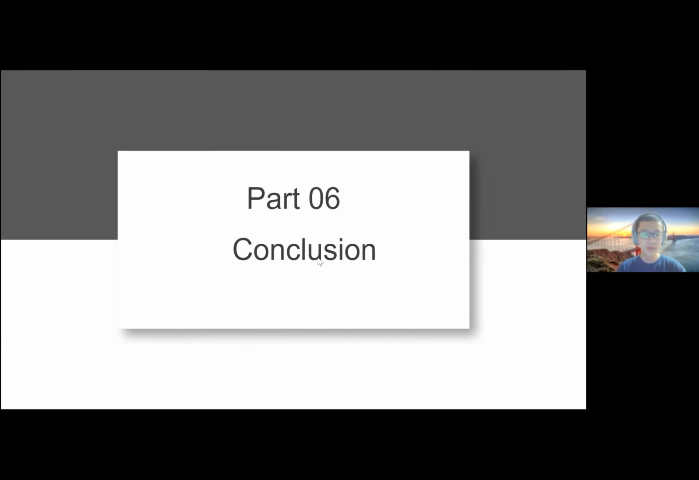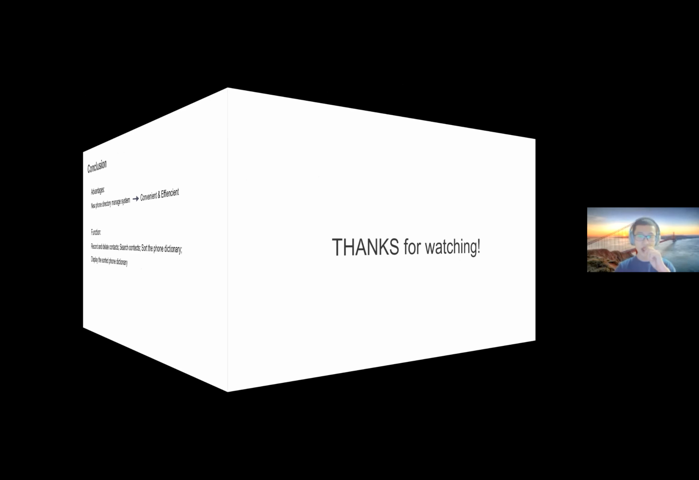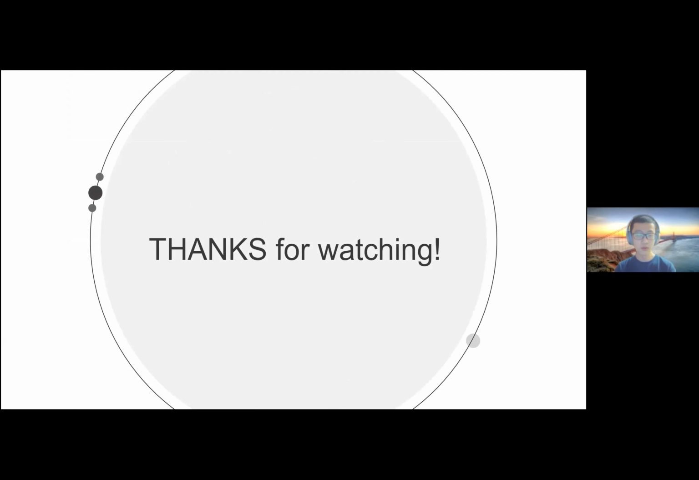And then it's about the conclusion. Compared with a traditional paper phone directory, this new phone directory management system can save extra space, and it's easy to delete and record. Besides, it is also convenient for people to find contact information. In general, it can record and manage contacts more efficiently, which is convenient for people to use in daily life. And that's all about our programming. Thanks for watching.